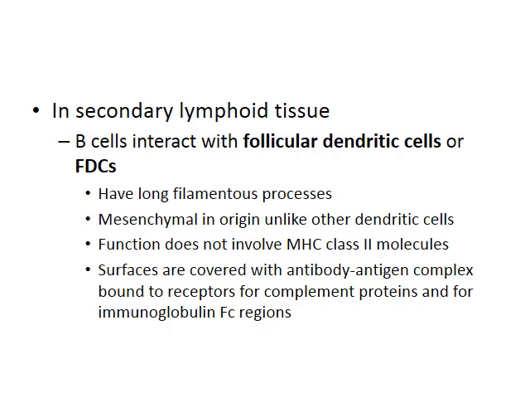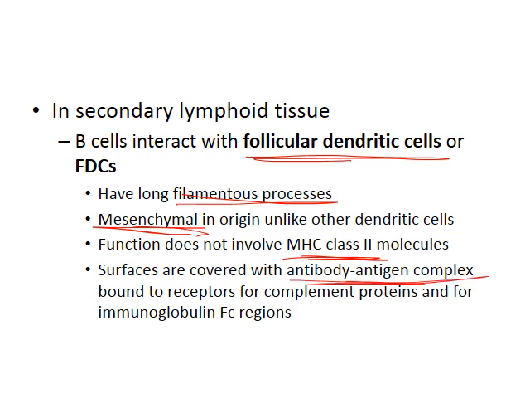So, in secondary lymphoid tissue, B cells are going to interact with follicular dendritic cells, or FDCs. These are going to have long processes, mesenchymal in origin, and they're going to not have that MHC class II molecule, but rather they're going to have antibody-antigen complexes bound to their receptors for complement proteins.